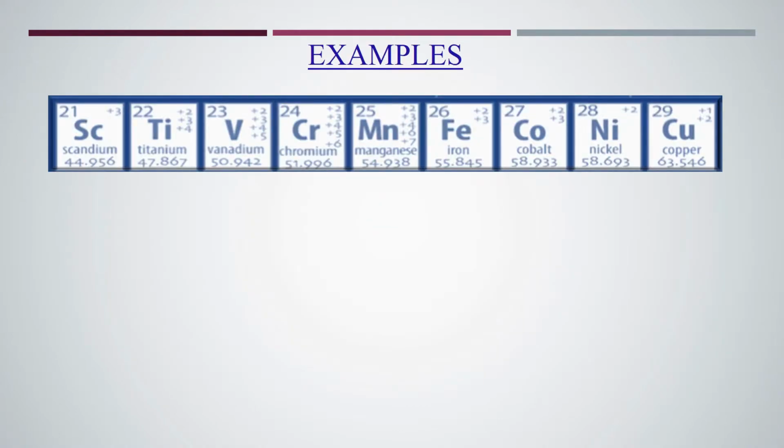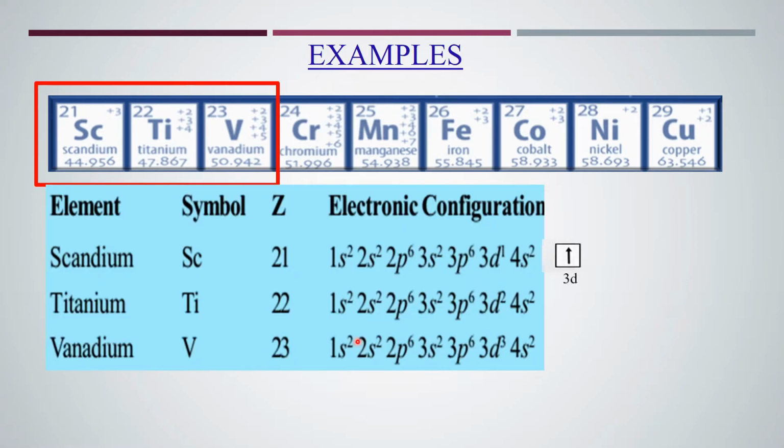If we look at the electronic configuration of the first three members, scandium, titanium and vanadium, it shows that scandium has one unpaired electron in 3d orbital, titanium has two unpaired electrons in 3d orbital, and vanadium has three unpaired electrons in the 3d orbital. So due to the presence of these unpaired electrons, they are attracted towards a magnet and are called paramagnetic substances.